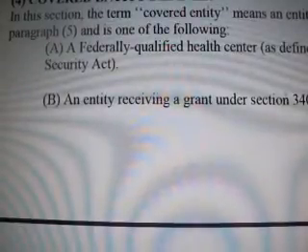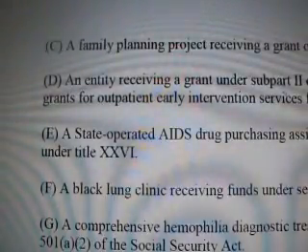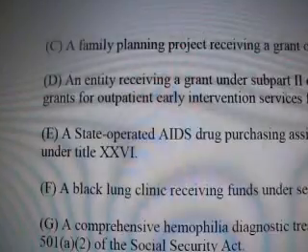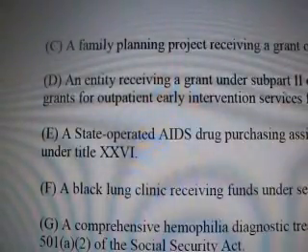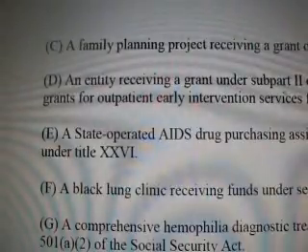An entity receiving a grant under Section 340A. Okay, so we're in 340B. If you went over to 340A, you would find these entities receiving a grant. Now, going down here, a family planning project receiving a grant or contract under Section 1001. You can look up Section 1001 for yourself. An entity receiving a grant under Subpart 2 of Part C of Title 26 relating to categorical grants for outpatient early intervention services for HIV disease. A state-operated AIDS drug purchasing assistance program receiving financial assistance under Title 26.